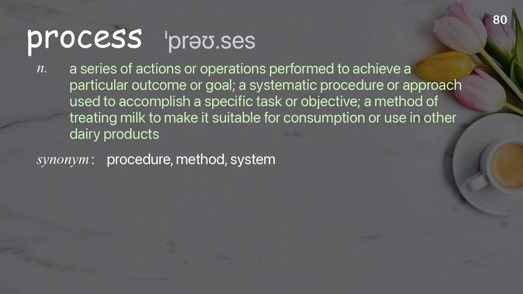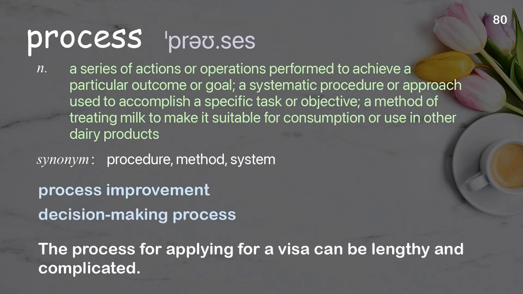Process. A series of actions or operations performed to achieve a particular outcome or goal, a systematic procedure or approach used to accomplish a specific task or objective, a method of treating milk to make it suitable for consumption or use in other dairy products. Examples: Process improvement, Decision-making process. The process for applying for a visa can be lengthy and complicated.